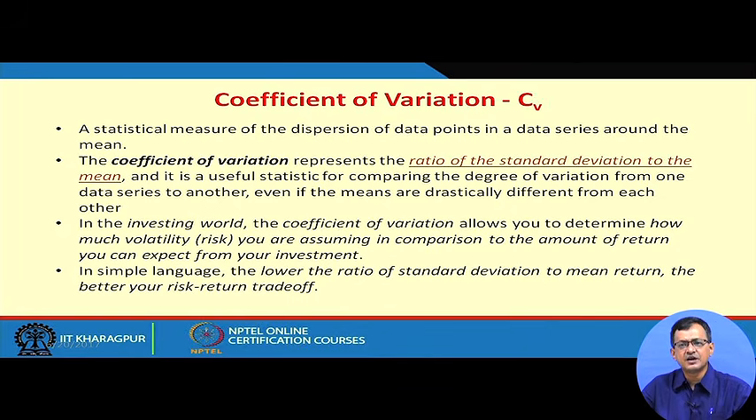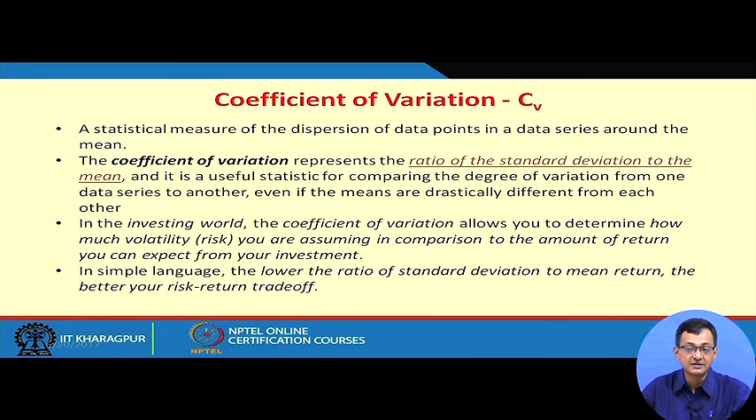Another term which comes up not only for cloud, but for any type of thing where risk is involved and you have to give services, is the coefficient of variation, or commonly CV. It is not exactly covariance we are talking about, but coefficient of variation: a statistical measure of the dispersion of data in a data series around the mean. The coefficient of variation is represented by the ratio of the standard deviation to the mean.